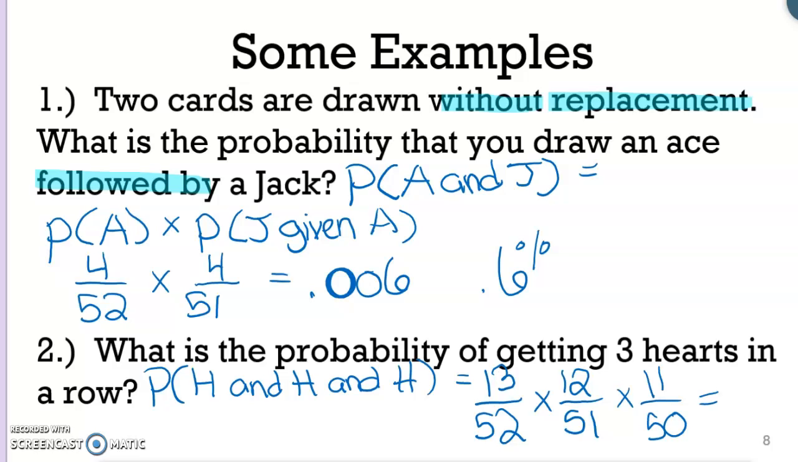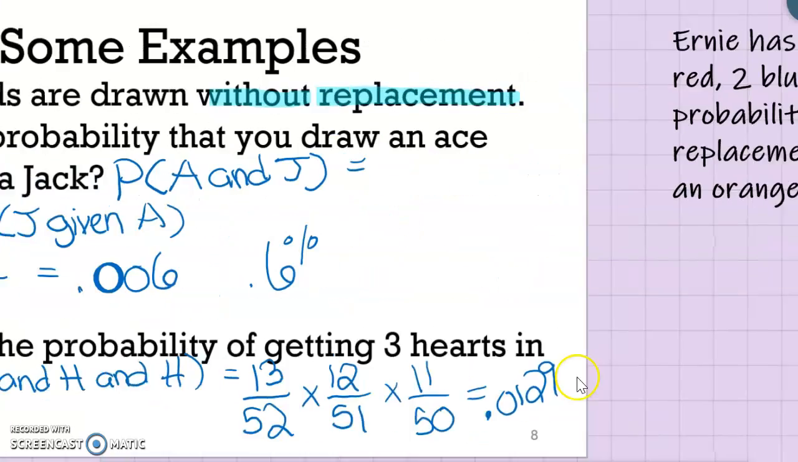And again, I'm taking a calculator and multiplying, and we will get 0.0129. So about a 1.29% chance that you would get a heart followed by a heart followed by a heart. All right, let's do one more example here.